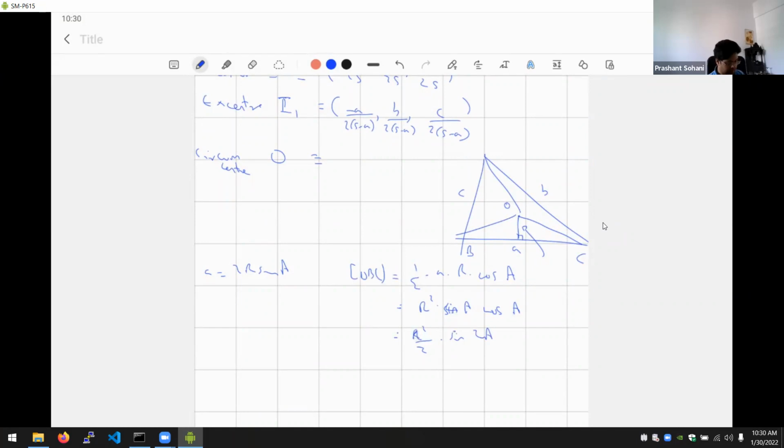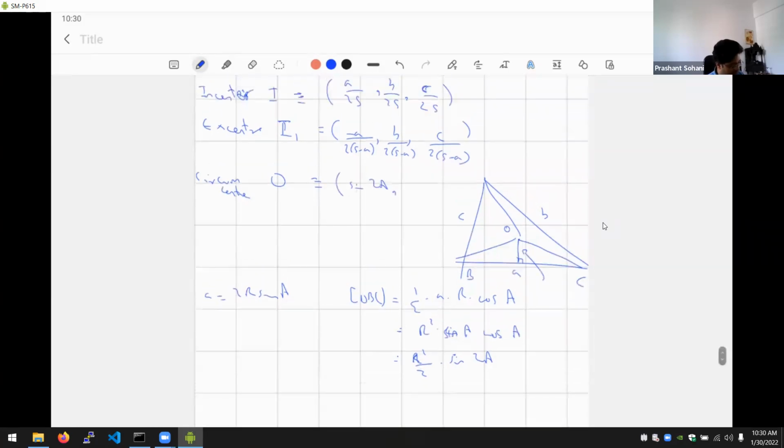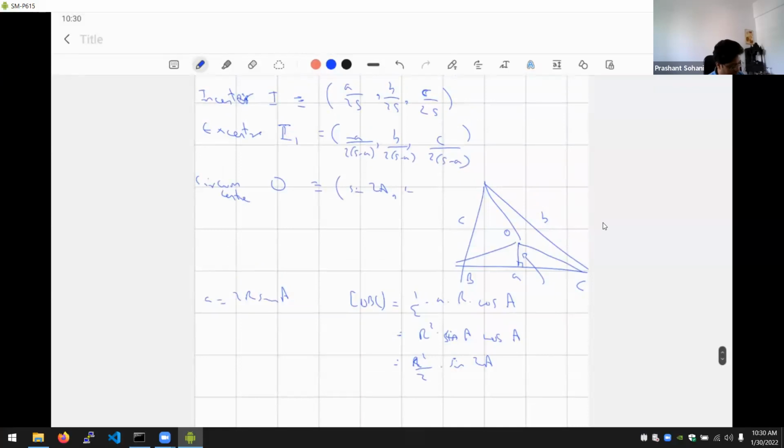Okay, and then if I do the same thing for all the three sides, this R square by 2 will be a common factor, so it will cancel out. So in terms of generalized coordinates, the circumcenter is simply sine of 2A, sine of 2B, sine of 2C. But to normalize, I divide every time by the sum of sine 2A. Okay, is everybody following this?